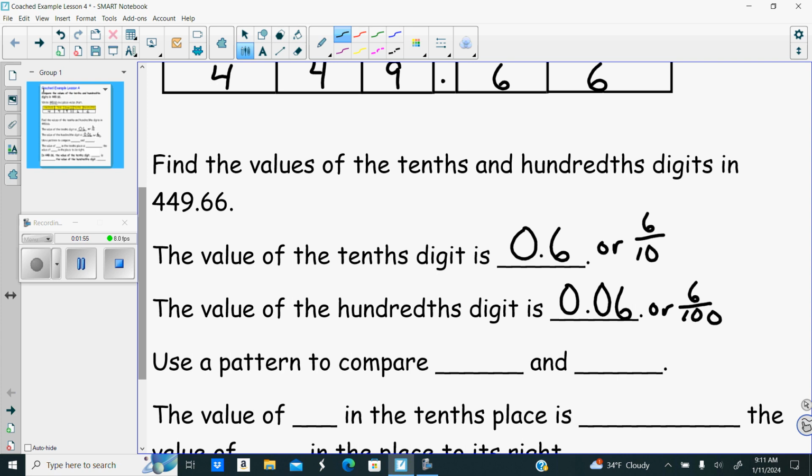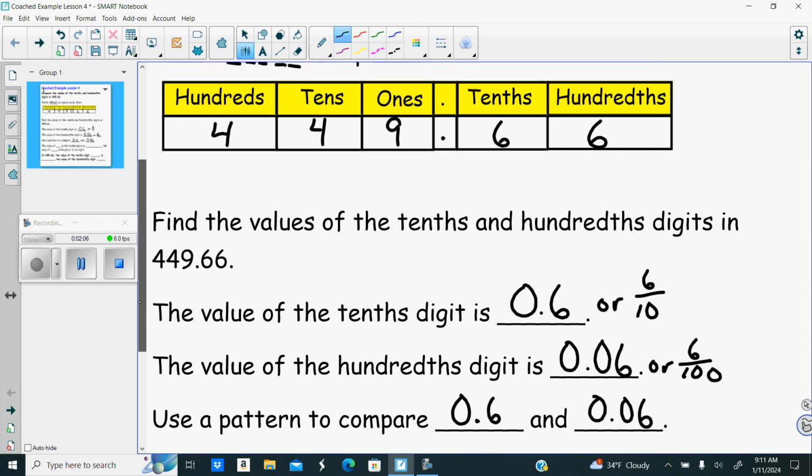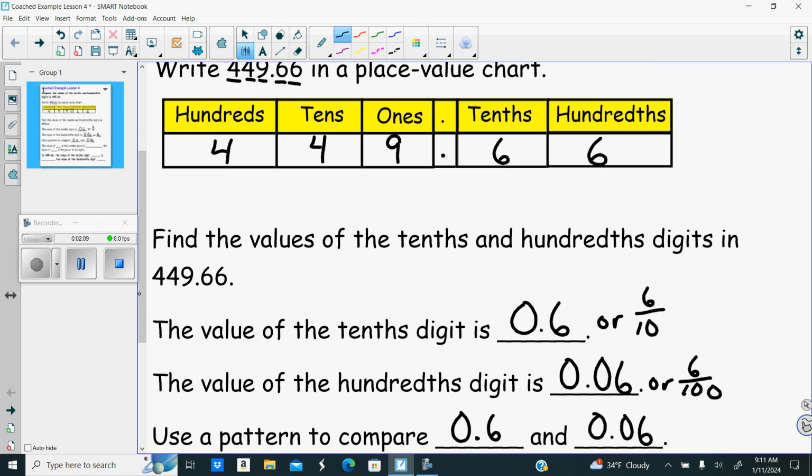Now we're going to use a pattern to compare the 0.6 and the 0.06. The way our number system works is that every place to the left is 10 times larger than the place value to its right. So this hundredths place is 10 times smaller than the tenths place. The tenths place is 10 times larger. 10 times larger to get into the ones, 10 times larger to get into the tens, and 10 times larger to get into the hundreds.